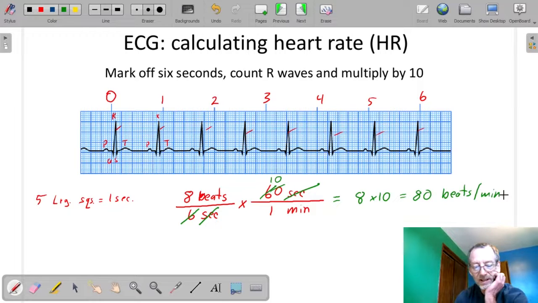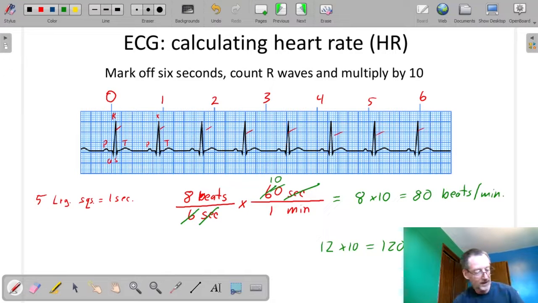So, do this in your head. What if you had 6 R waves in a 6-second strip? Be 6 times 10, it would be 60. If you had 12 beats in a 6-second strip, it would be 12 times 10. You can do that in your head. It's 120 beats per minute.